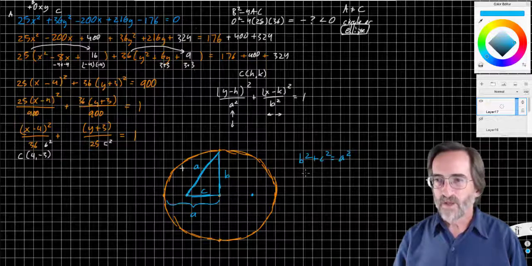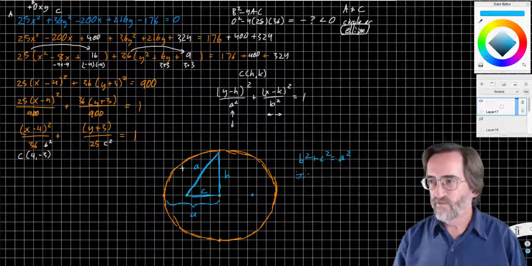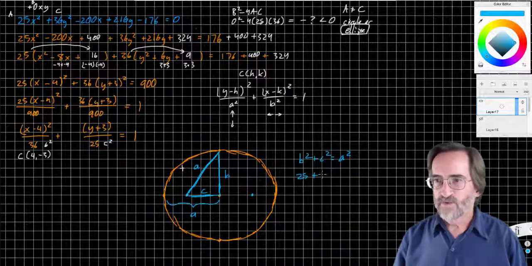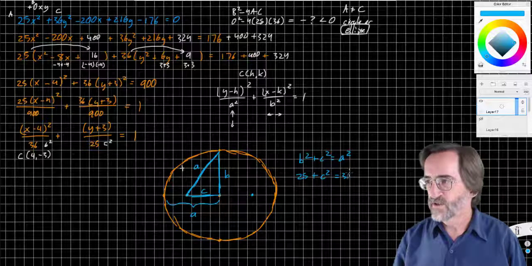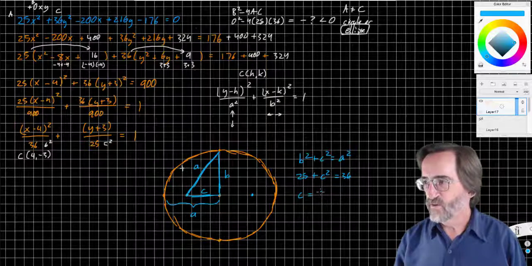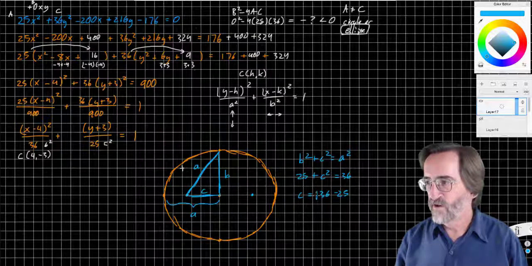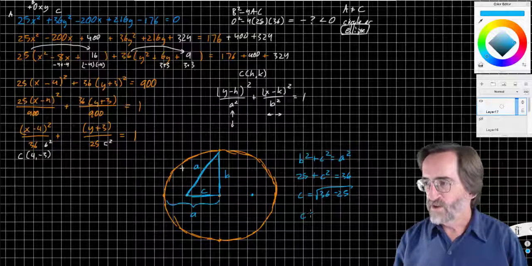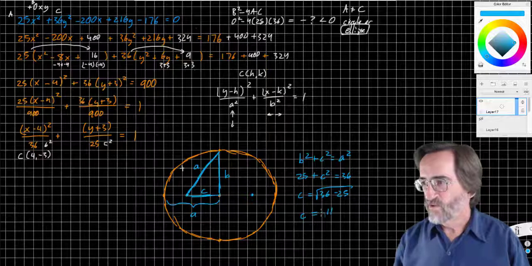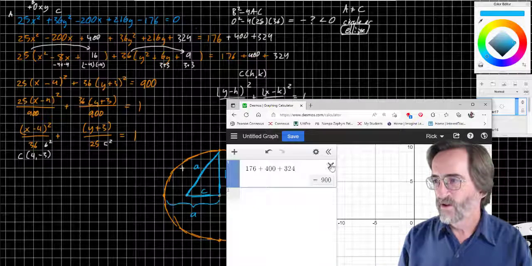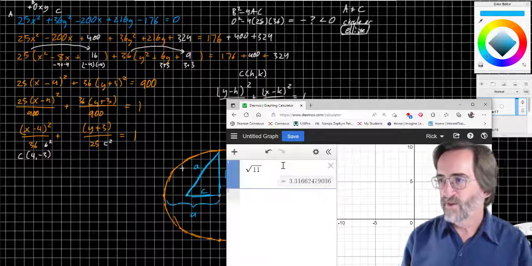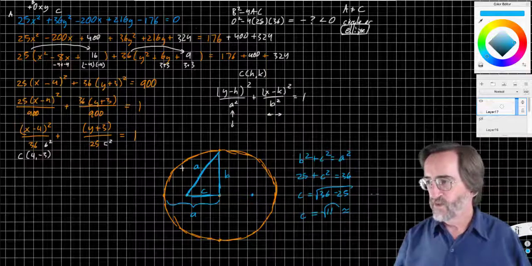Or we could say 25, that's our b squared, plus c squared equals a squared, which is our 36. So c is the square root of 36 minus 25, which is exactly square root 11, which is approximately 3.3.